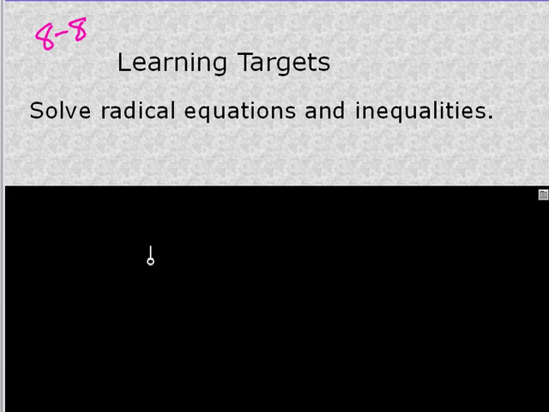Okay, we're covering 8-8, which is the last section of Chapter 8 that we're going to cover. And we are going to solve radical equations and inequalities today. So a radical equation is just an equation that contains a radical in it somewhere. And there are steps to follow, just like in rational equations, to solving them.